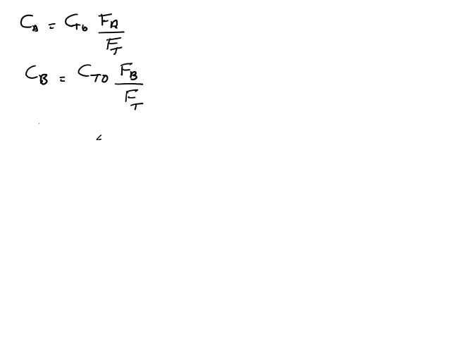Right. So for Ca, it will be Ct naught times Fa over Ft. And for B, it will be Ct naught times Fb over Ft. For C, it will be Ct naught times Fc over Ft. Okay, so we're going to use these 3 equations, and I'm going to frame it for you here.